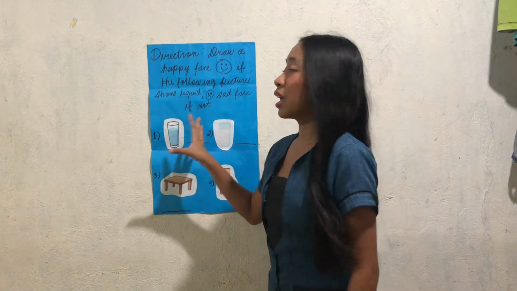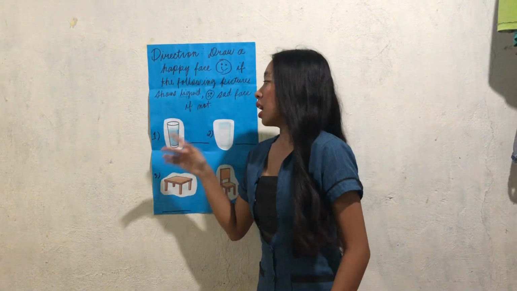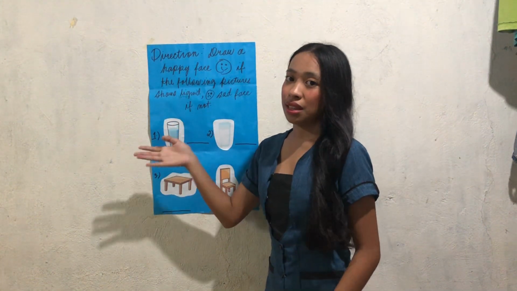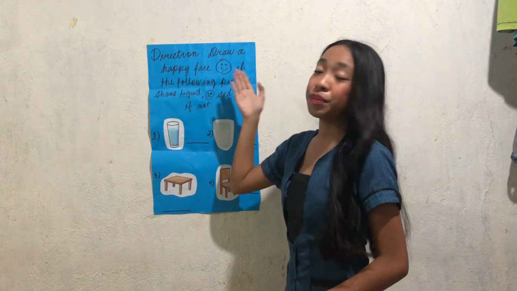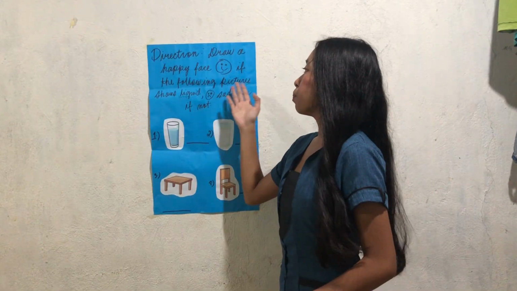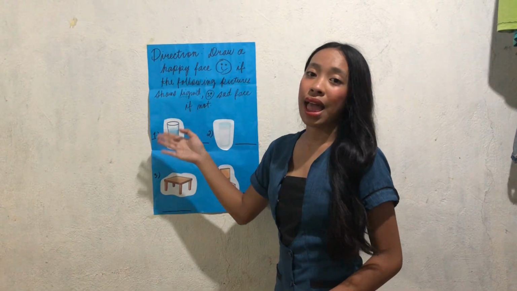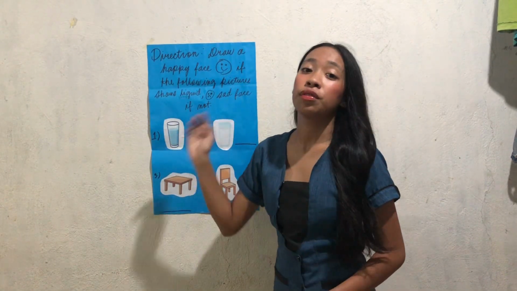Earlier, we talked about water, milk, juice. What do we call them? They are liquids. Okay, very good. And today I have here another activity. And we are going to answer this. Direction. Draw a happy face if the following pictures show liquid and a sad face if not.